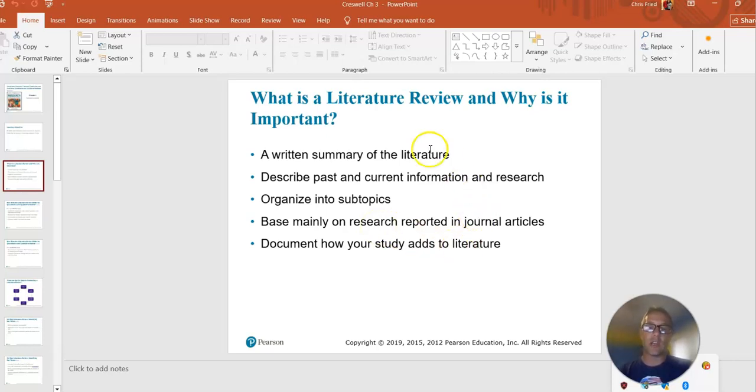adds to the literature. Okay, so again, depending upon what you do for your thesis or your project, some of your stuff may add to research, some of it may not. You might be just synthesizing or putting a project together. Again, it really depends. But a literature review is something that's going to be published.